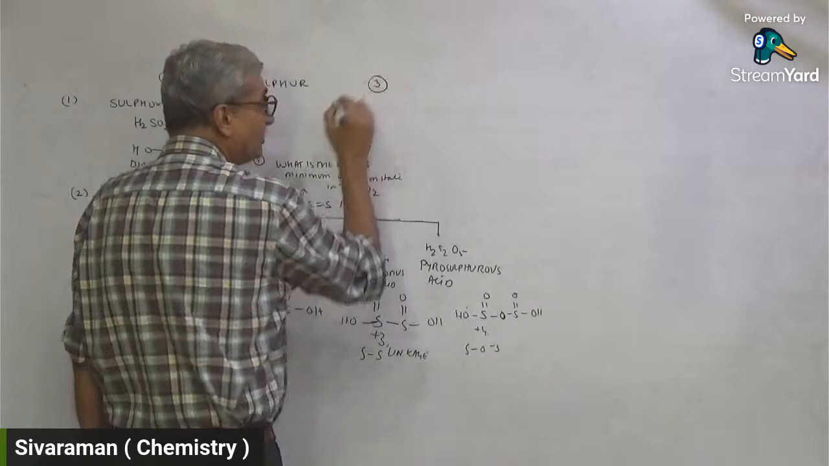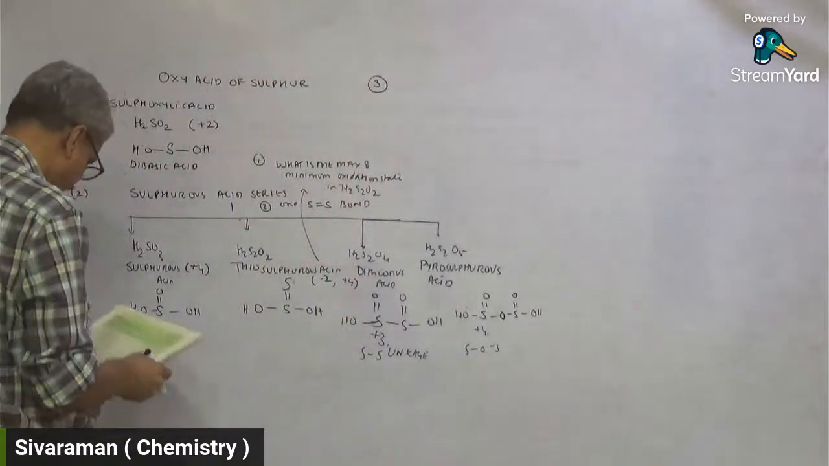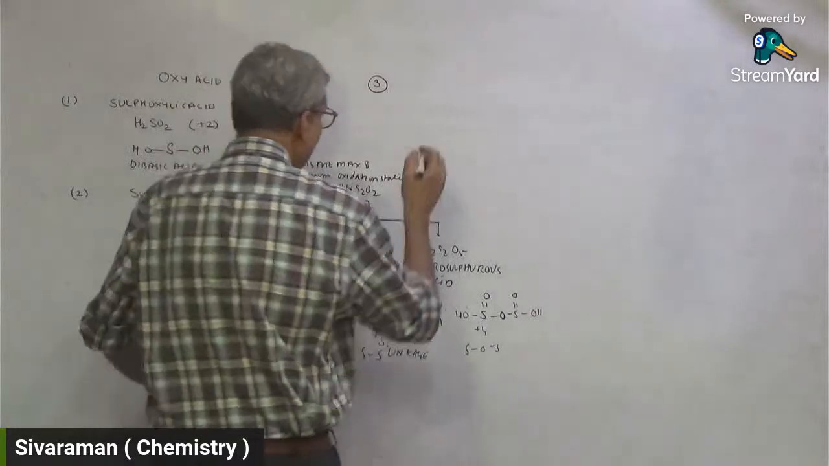Then we come to the third. I told you 5 series are there. The third one is the sulfuric acid series.